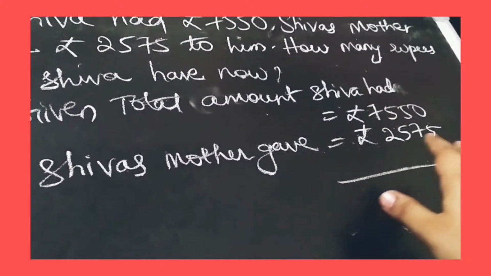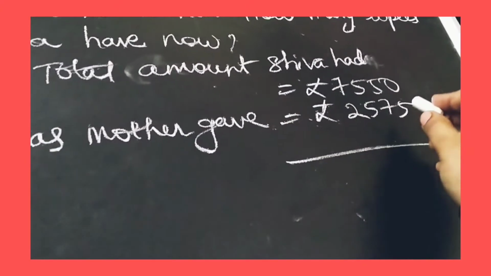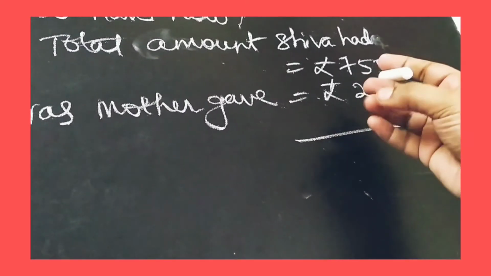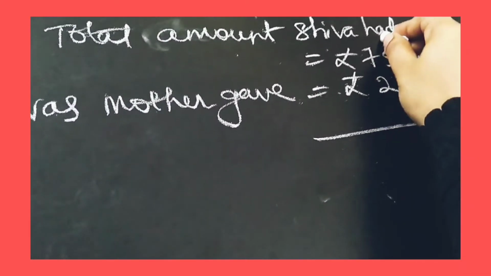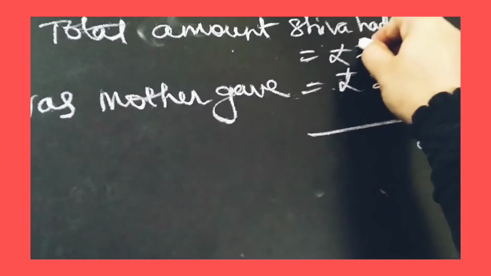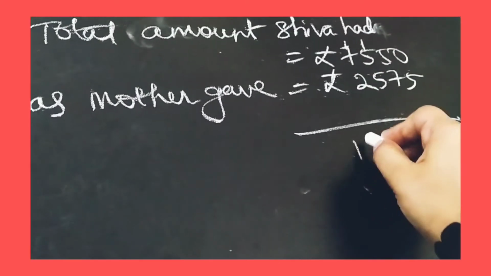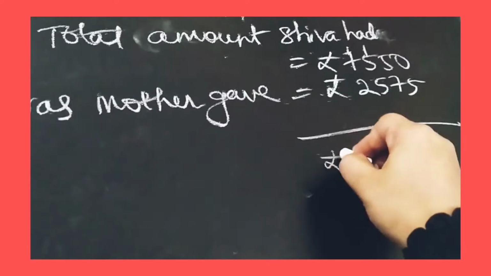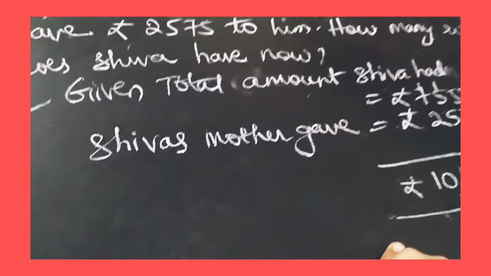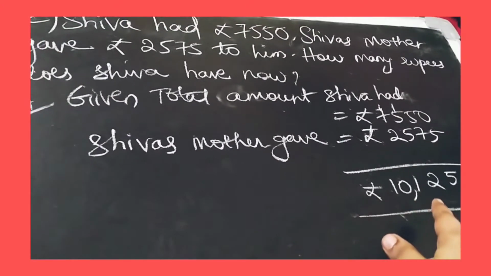Okay, then Shiva's mother gave how much amount? Rupees 2,575. Okay, then the total amount Shiva has here is: 0 plus 5 is 5, then 7, 8, 9, 10, 11, 12, then 5 plus 5 is 10, 11, then 7, 8, 9, 10. So it is rupees 10,125. Okay, so Shiva has now 10,125.